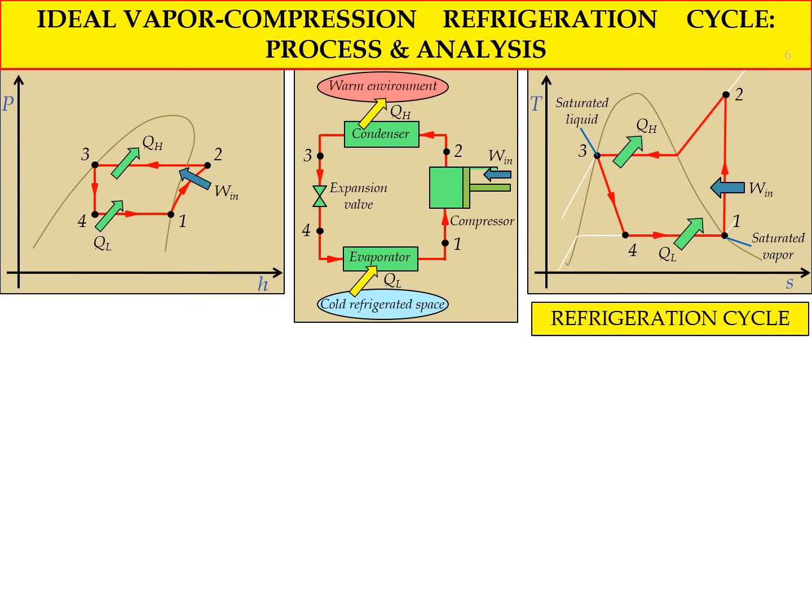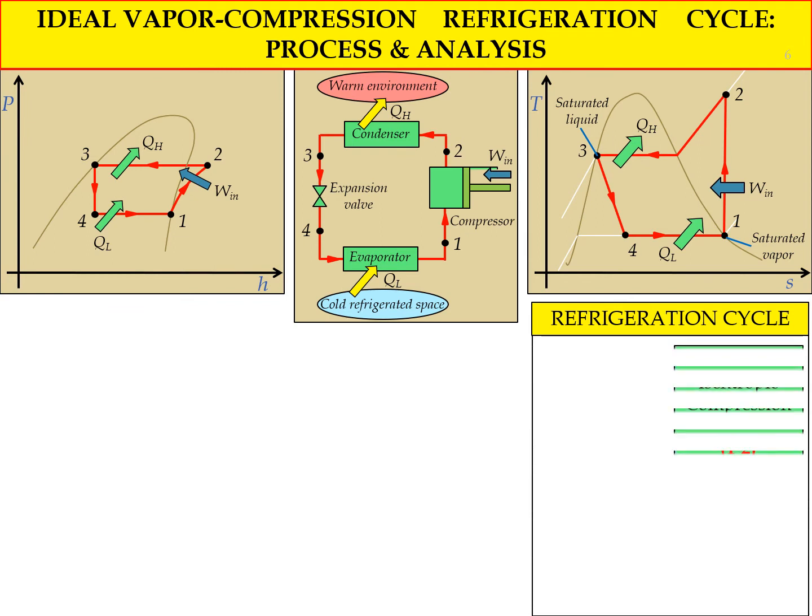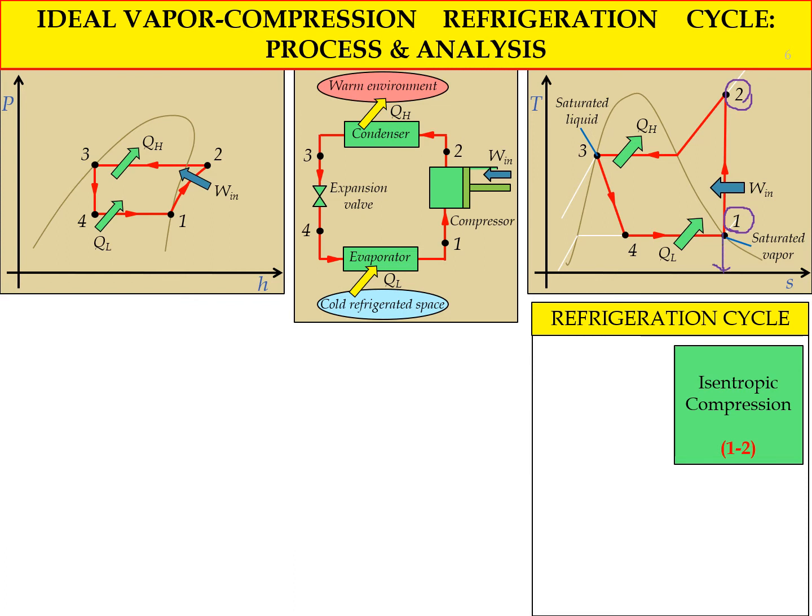cycle of the refrigeration cycle. The first process is the isentropic compression, which is process 1 to 2. First look at the TS diagram, and this is process 1, and this is process 2. So this is the isentropic compression, and in the TS diagram, you see that the S value is constant for process 1 and 2.